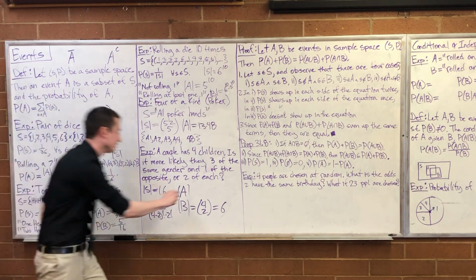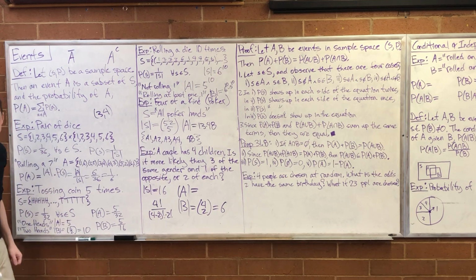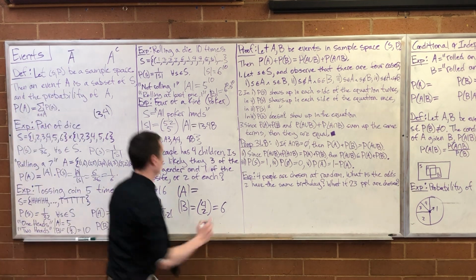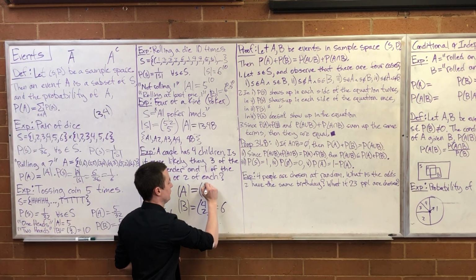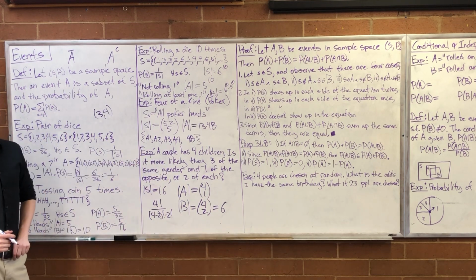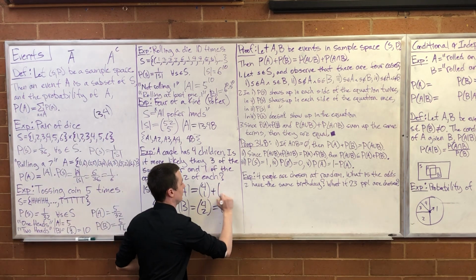What's the size of A? 4. How'd you get that? It's 4 choose 1, right? So which one's more likely? B.